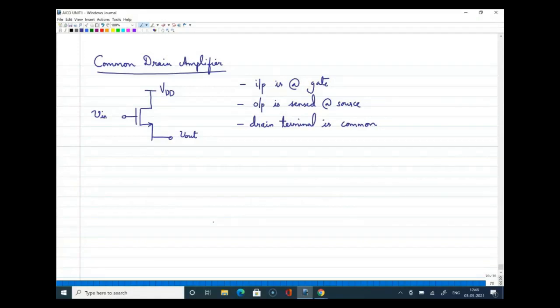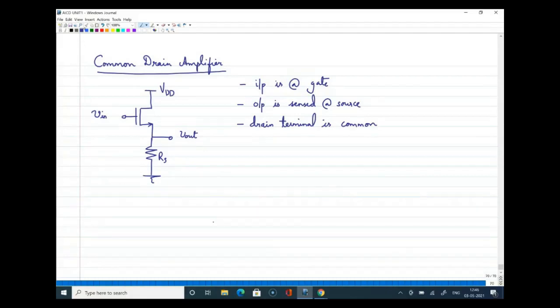To have a complete circuit, as we started with common source with the resistive load, similarly here I will just add a resistive load. Since it is connected to the source terminal, we call this resistance RS, right? So input is given to gate, output is taken from source, drain is common, and this amplifier is a common drain amplifier.